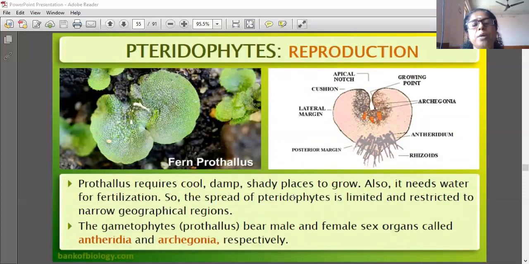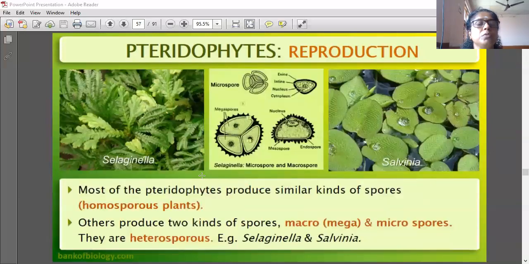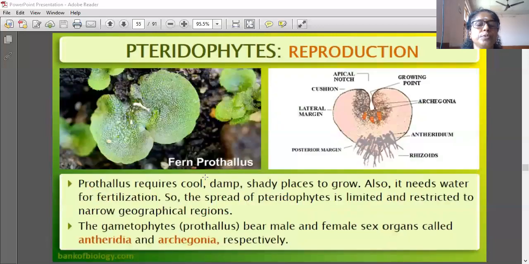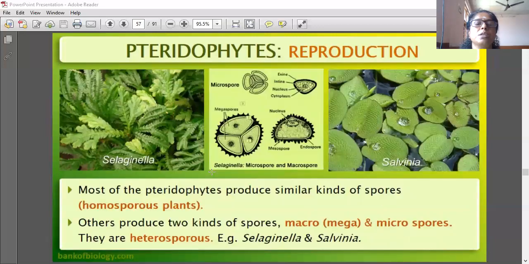Prothallus requires cool, damp, shady places to grow. Most pteridophytes produce similar kinds of spores, so they are homosporous. Others produce two kinds of spores, some large and some small, so they are heterosporous. If the plant produces spores all of the same size, it is called homosporous. If it produces different types, it is called heterosporous.